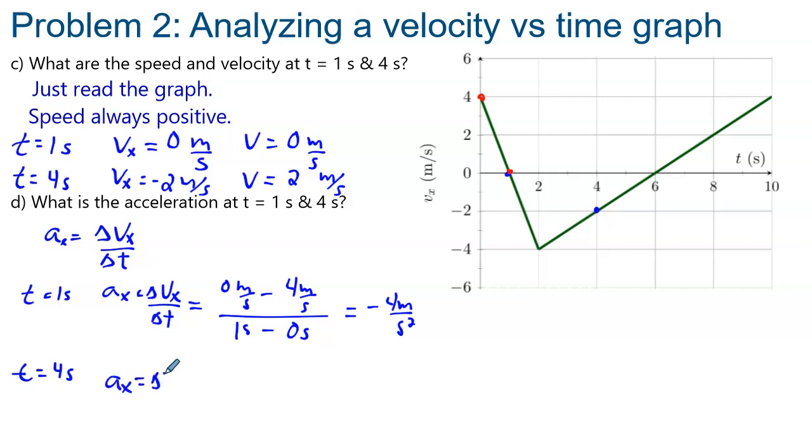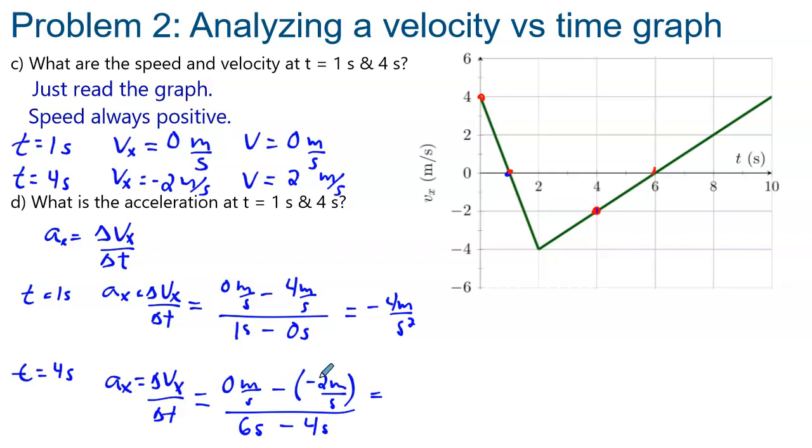So we start with the change in velocity over the change in time. But this time we have to select new points. So around 4 seconds, I could take this point, let's say, and this point. So when I plug the values in, the velocity at 6 seconds will just be equal to 0 meters per second. The velocity at 4 seconds is -2, so -2 meters per second. I divide by the difference in time, so that's 6 seconds minus 4 seconds.